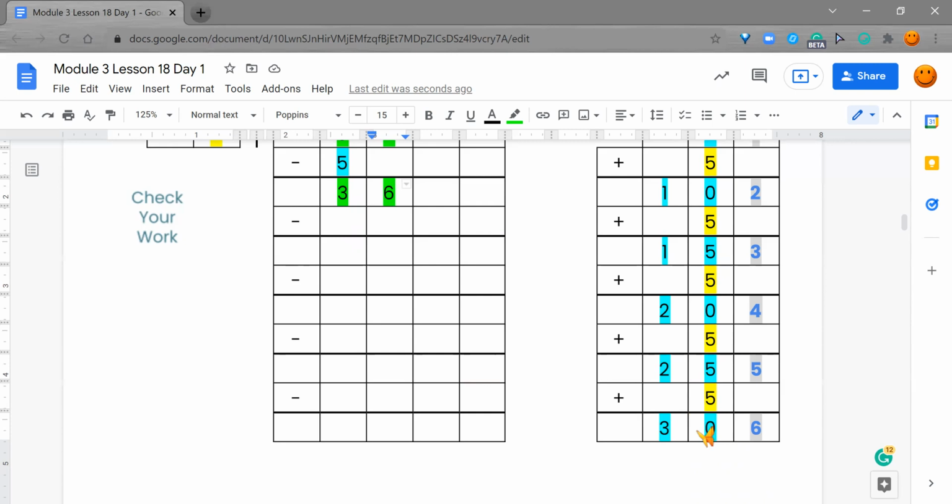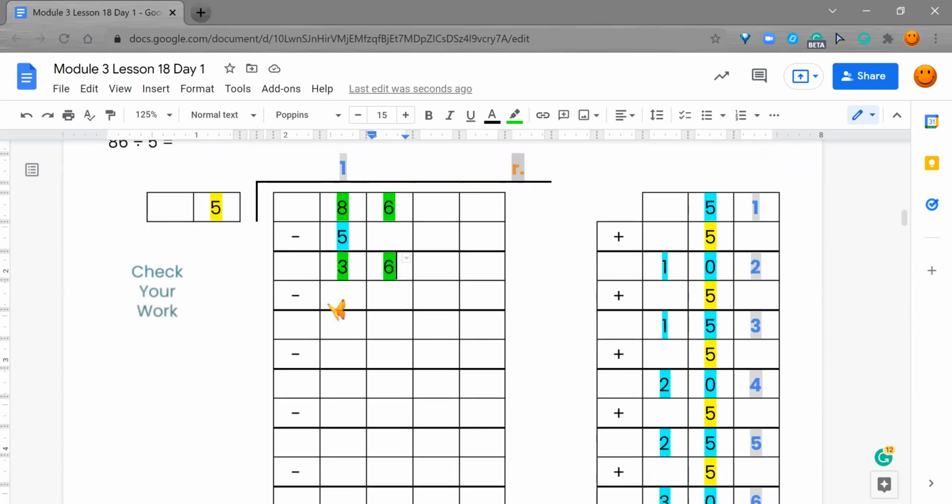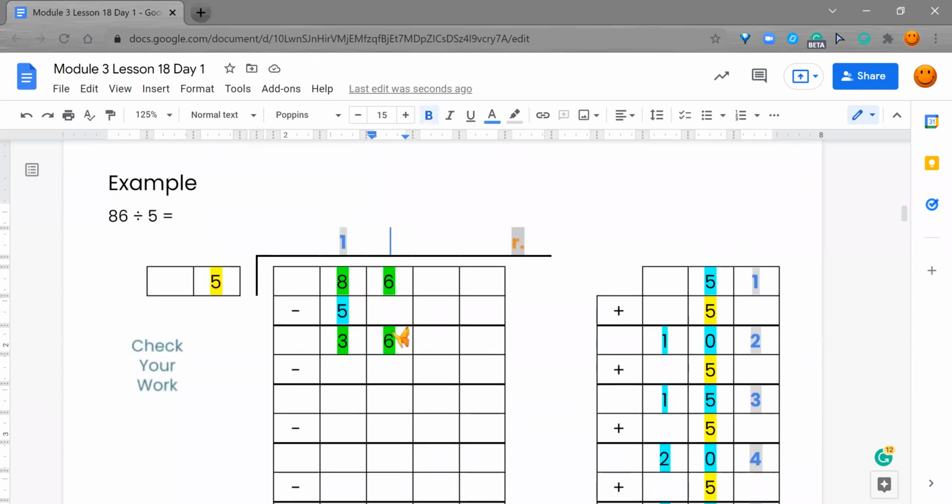So I'm going to add 5 more. 35, 36, 37, 38, 39, 40. And 40 is bigger than 36. So because I need a number close to 36, I need to use 7. 7 times 5 is 35. See how the 7 goes up here? I multiply by this number, and this is the number I get. Now I can subtract. 6 minus 5 is 1, and 3 minus 3 is 0.